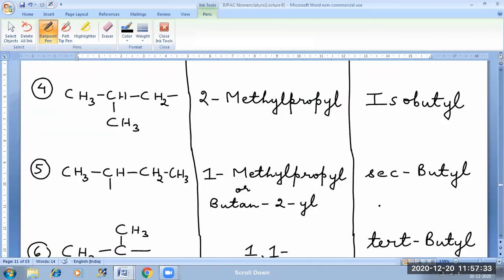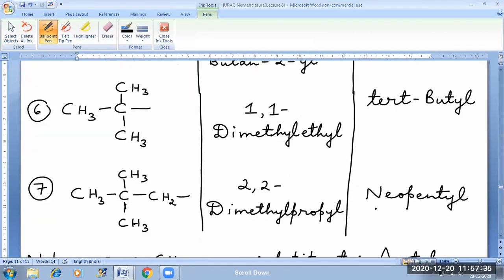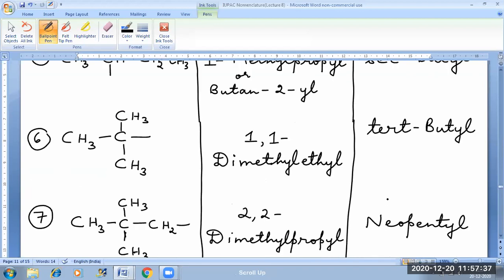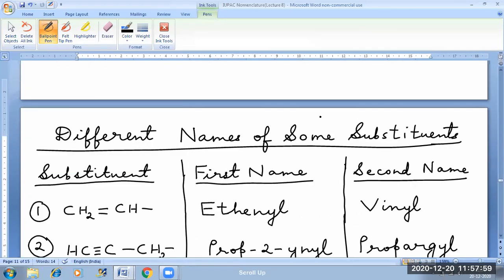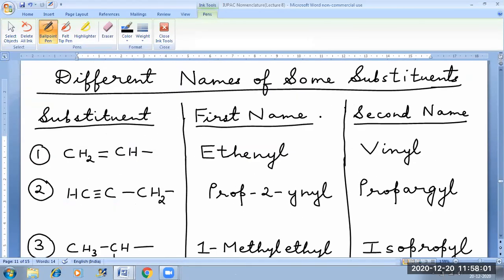Similarly, the fifth one, sixth one, and seventh one. So these are some substituents which have different names, that is, more than one name. This table you will have to copy. Not now, but you can copy it later, but you will have to copy this table.